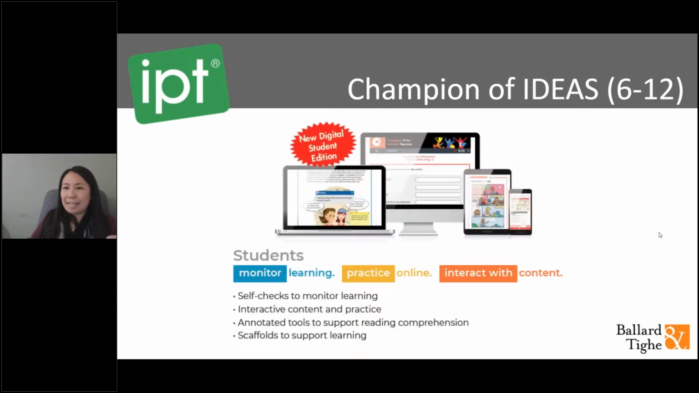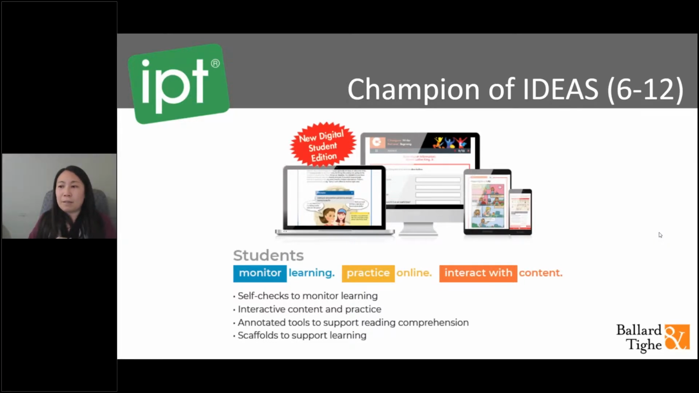And then Champion of Ideas. We do have this paper-based, but also a completely digital platform where teachers and students can go digital. What's great about Champion is the rigor. You're going to have a lot of informational text and fiction reading genres. You're going to have students have vocabulary as well as image-based vocabulary. They're going to have workbooks that are interactive, testers that will grade automatically most of the time.